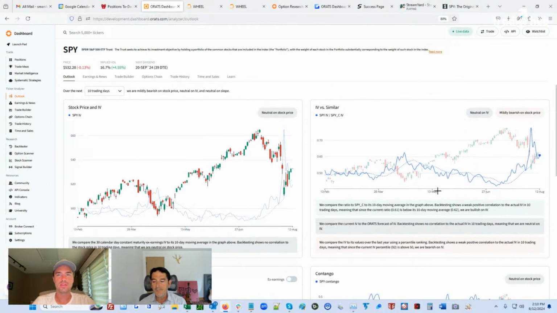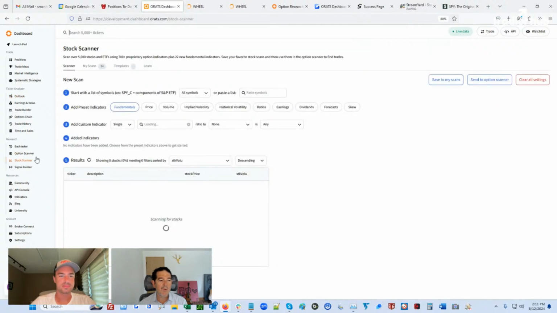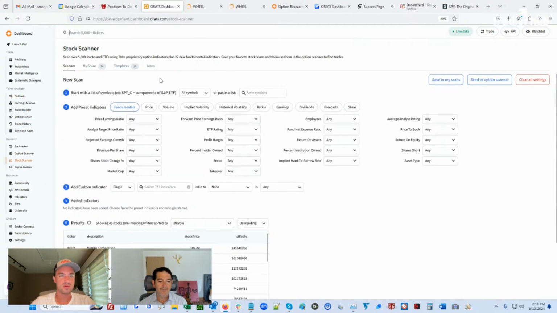Nice. One thing I want to talk about, I think this is how we can find a trade for this week. Now that we've visualized that graph and seen it in the Outlook tab, we can use these indicators in the stock scanner. Right. And that, I think, is one of the most powerful use cases of this, because you can compare any indicator to its component ETF.